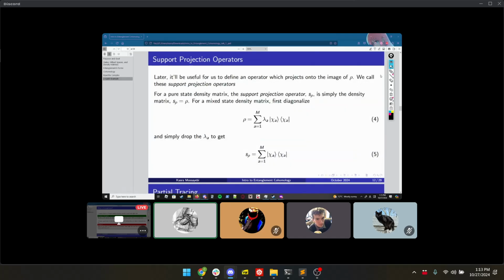Now, sometimes we're going to need to project things onto the image of P. To do this, we're going to use support projection operators. In the case of a pure state density matrix, obviously the density matrix is the exact same thing as a support projection operator. But in the case of a mixed state density matrix, you have to do a little more. You want to diagonalize, and all you're going to do is drop this lambda, and it gives you the support projection operator.